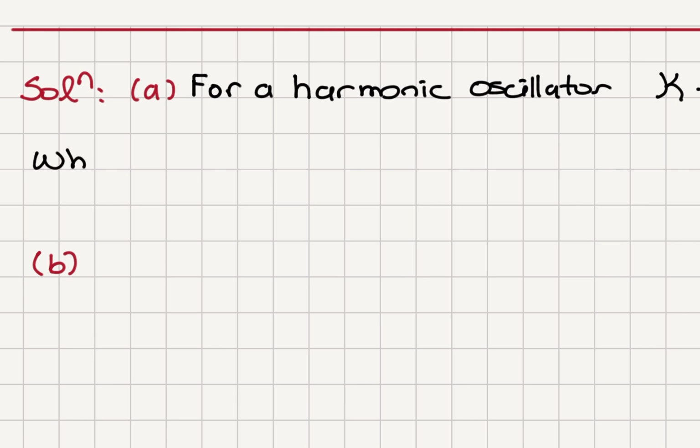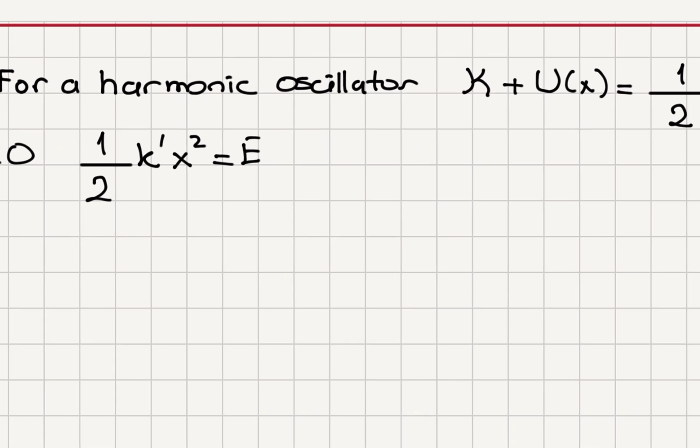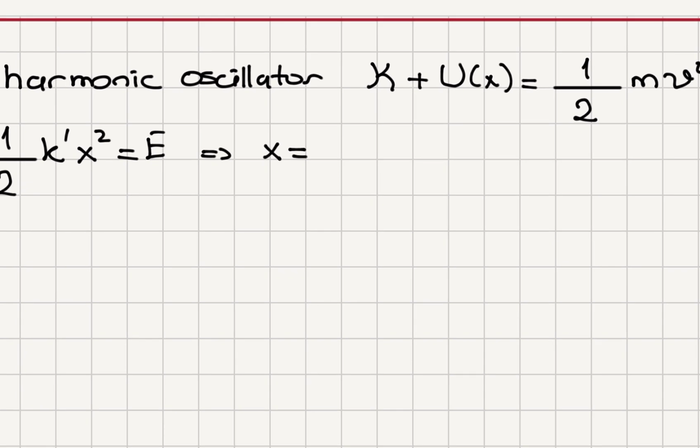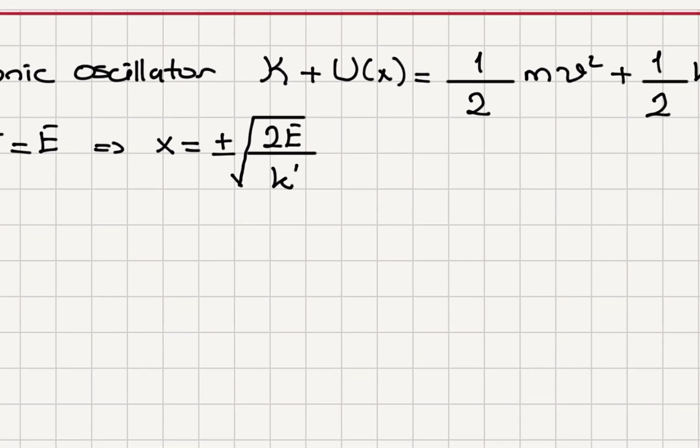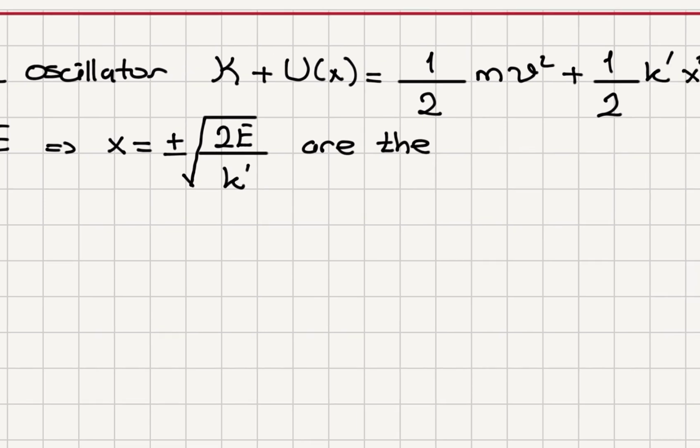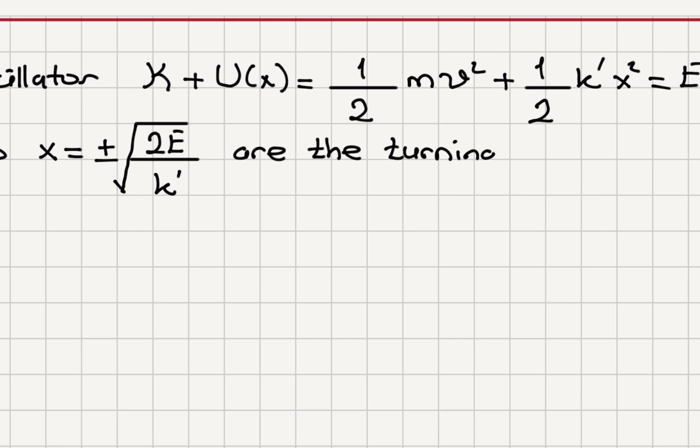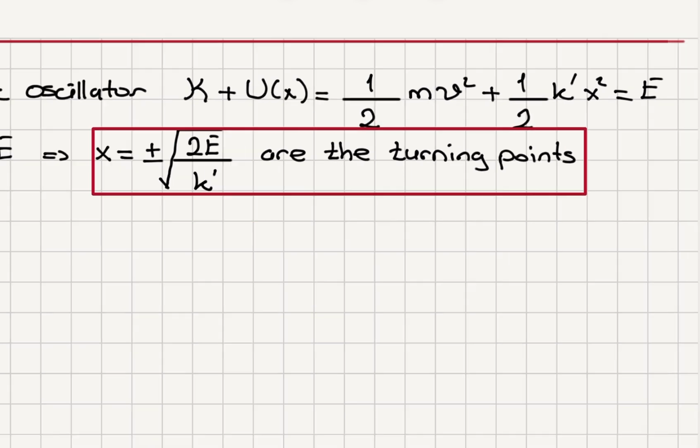Now, when K is equal to 0, the potential energy term, which is 1/2 K prime x squared, becomes the total energy E. Therefore, we find that the value of x that corresponds to the classical turning points is plus or minus the square root of 2E over K prime. So these are the turning points. That's our answer to part A of the problem. Let's move on to part B.